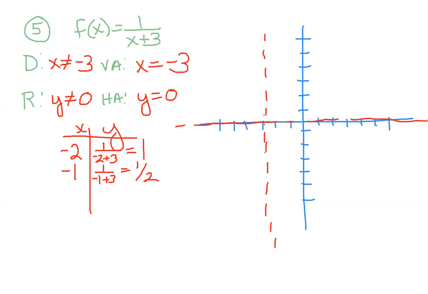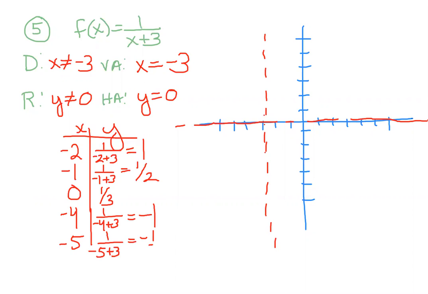Okay, let's pick 0, and if we pick 0, we get a third. And then pick on the other side of -3, so let's pick -4. We get 1 over -4 plus 3. That gives us -1. And if we pick -5, we get 1 over -5 plus 3. That gives us -1/2. So let's go ahead and graph these and see what it looks like.